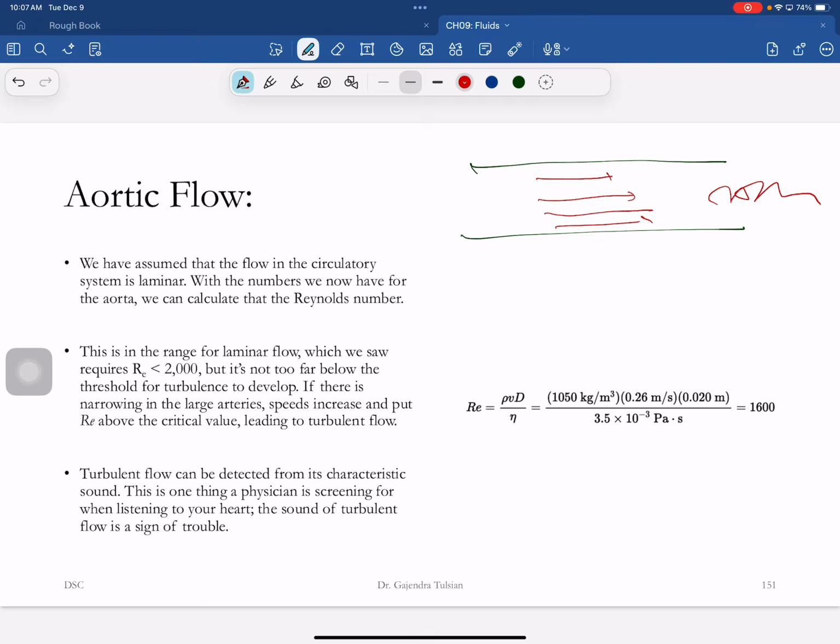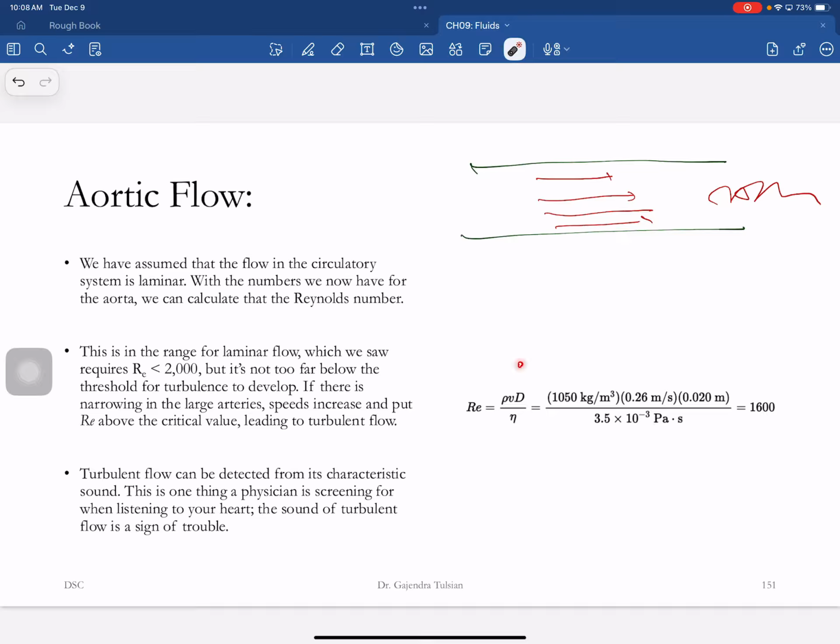Okay, so you will have laminar flow if the Reynolds number is under 2,000. Okay. So this shows you a calculation for blood flow in your aorta. With the numbers we have now for the aorta, we can calculate the Reynolds number. There's the density of blood, the average speed of the blood coming out of your heart, the diameter of the aorta, and the viscosity of the blood. So the Reynolds number for the blood coming out of your heart is 1600, and you can see that it's below 2,000, so it's laminar and not chaotic.